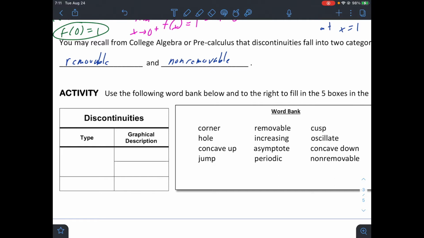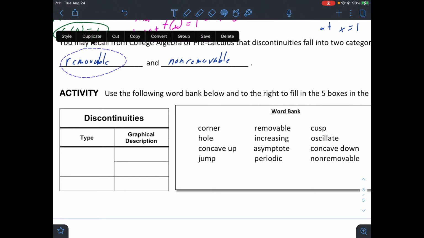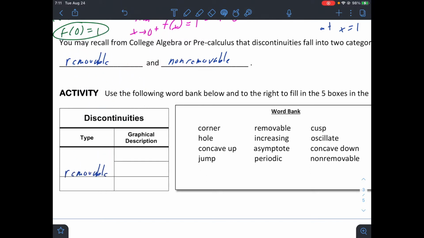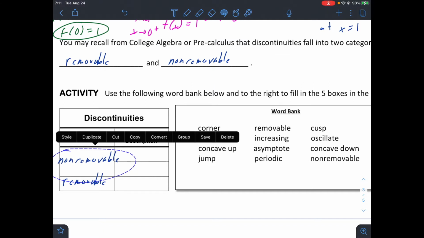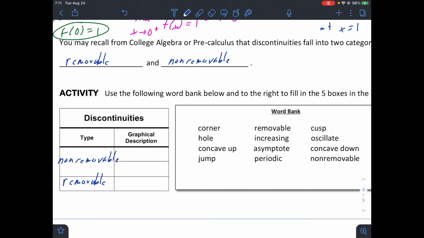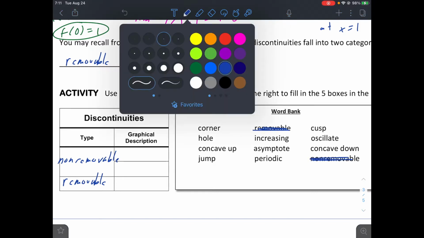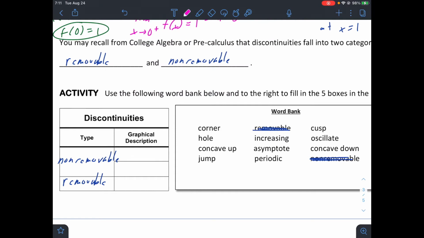All right, let's take a look at your answers. So discontinuities are either going to be removable or non-removable. All right, so we've used removable and non-removable here. And what would that look like in a graph? A removable would be a hole in the graph. And a non-removable would either be a jump or an asymptote, vertical asymptote to be exact.